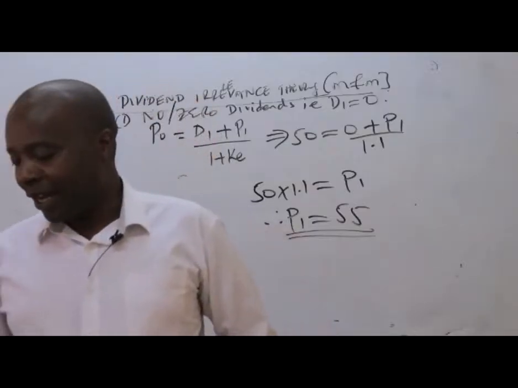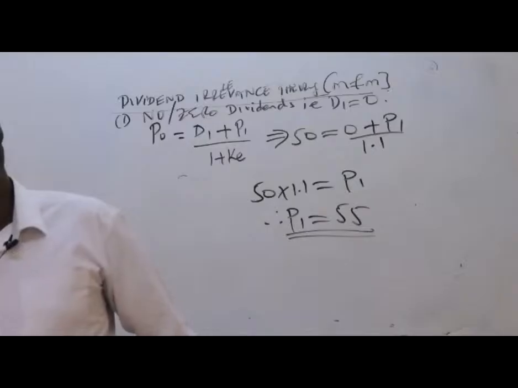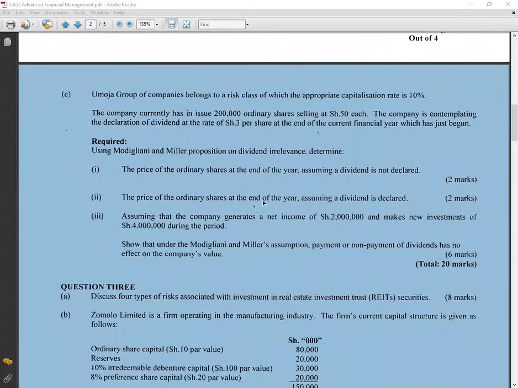All of them. How about Roman 2 of this question? So Roman 2 of this question, ladies and gentlemen: the price of the ordinary shares at the end of the year, assuming that a dividend is now declared. I like this. Assuming that a dividend is declared.